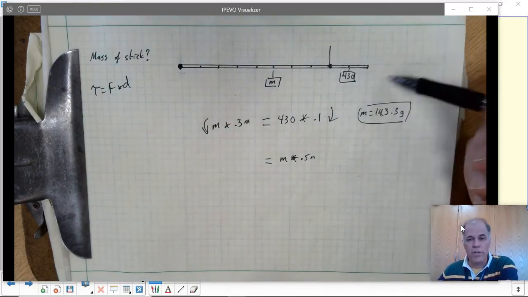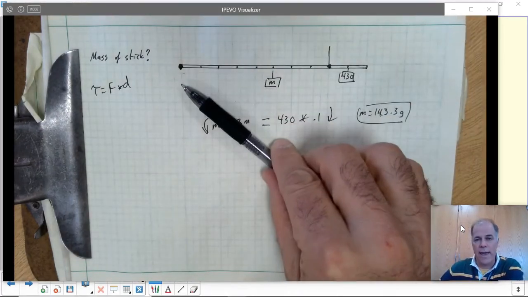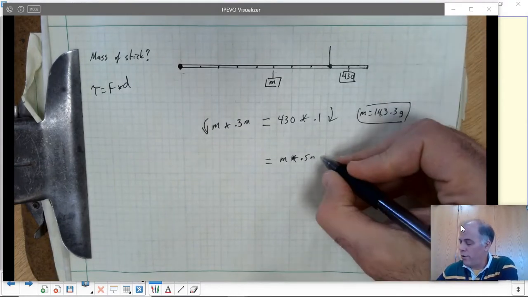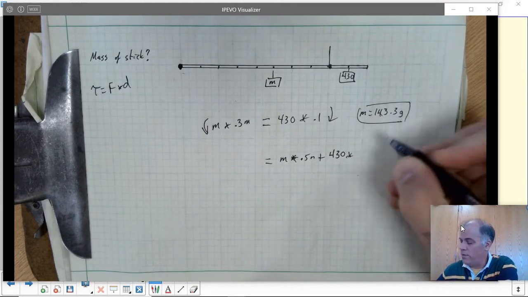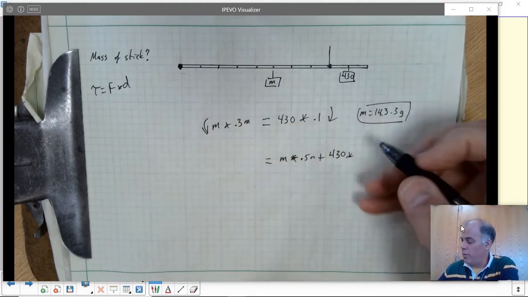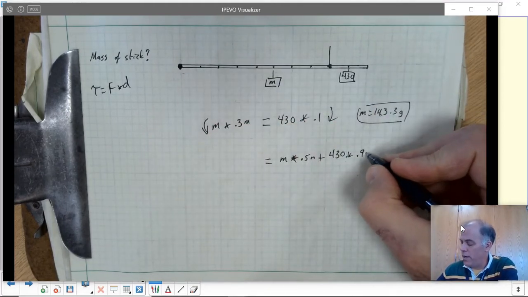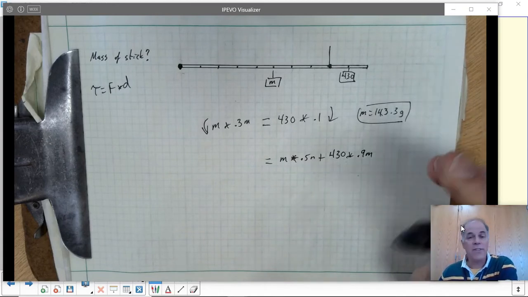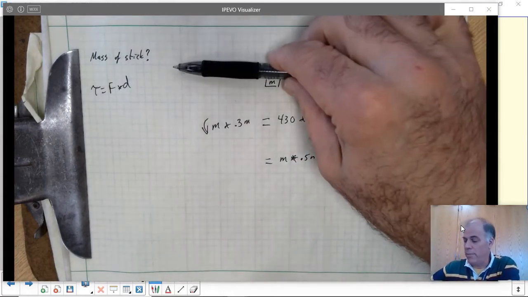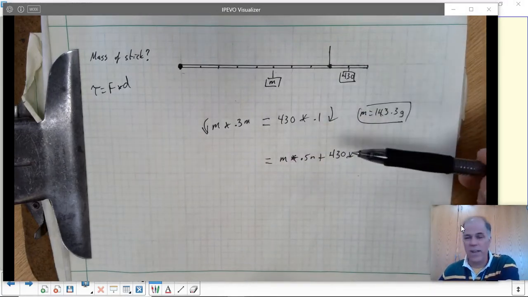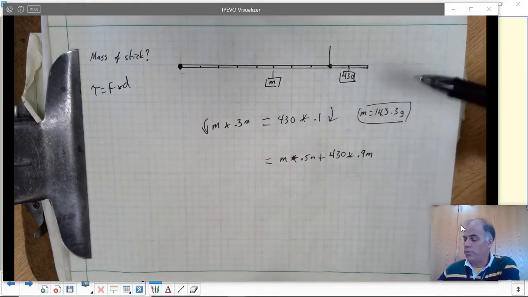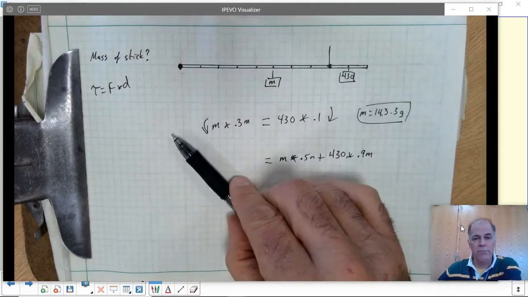Okay, the other force that is trying to make the thing swing down is the 430 grams. So we have to add the torque in for that, 430 grams, and that is 9 holes out, which is 0.9 meters, times 0.9 meters. And that's all of the forces which are trying to make this thing spin clockwise, which technically is a negative torque. All right, now, so what's keeping it from swinging down to the floor?